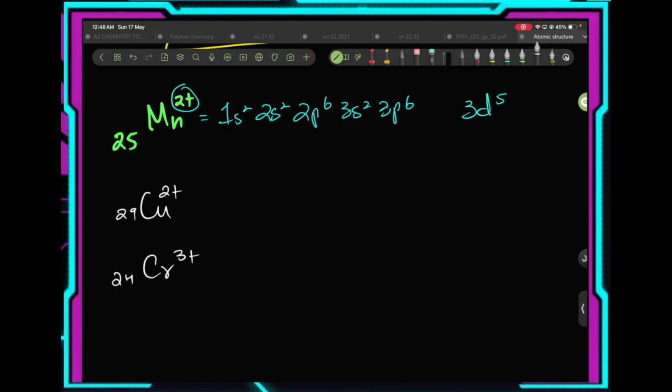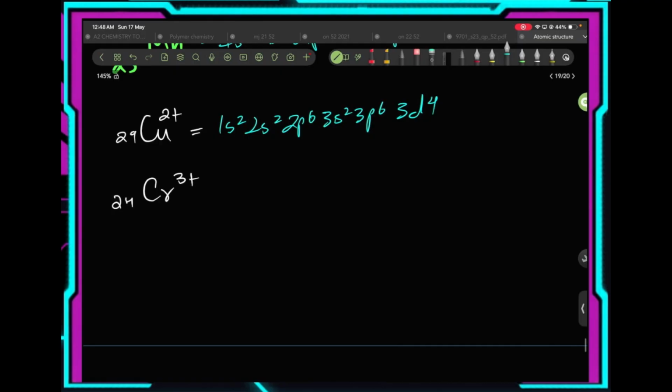For copper, instead of 1s2 plus 2s2 2p6 plus 3s2 3p6 and 3d4... What was it again? 1s2, 2s2, 2p6, 3s2, 3p6 and 3d4. Okay. What about chromium 3 plus?